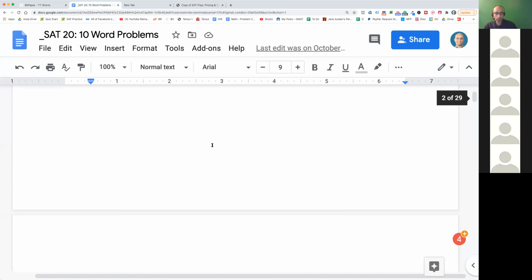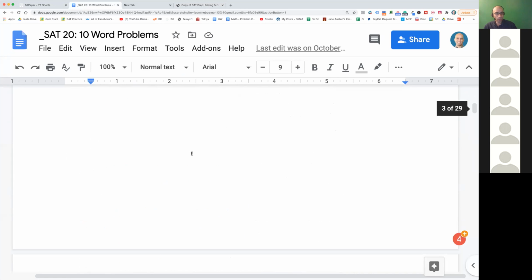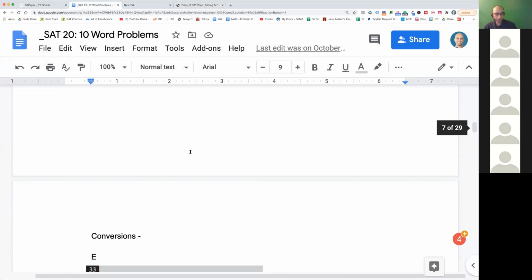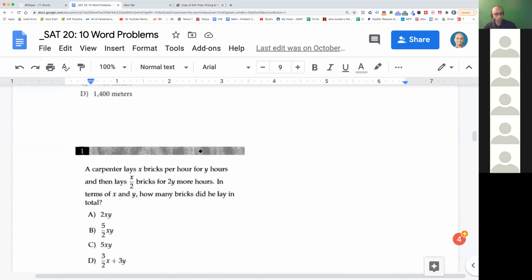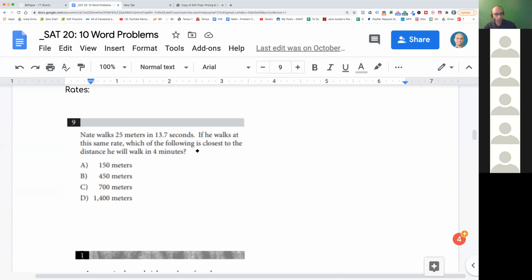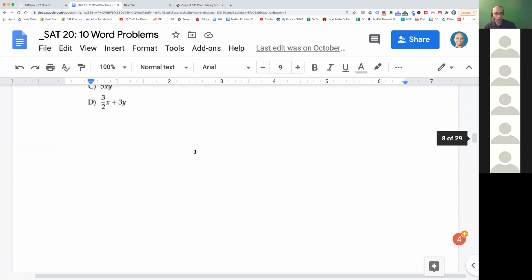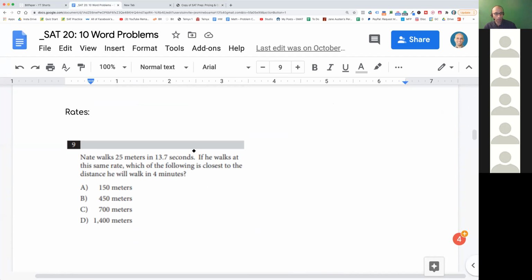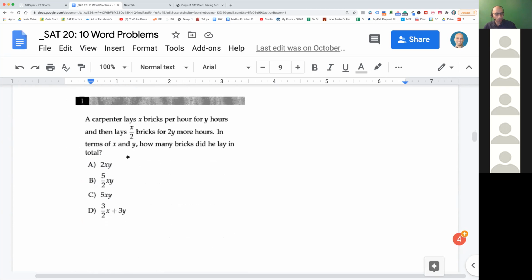So far we've covered the three most important types. Now let's try percents as well. Actually, why don't we try some extra rates problems? Okay, over here. I think this is good. Let's try this problem.